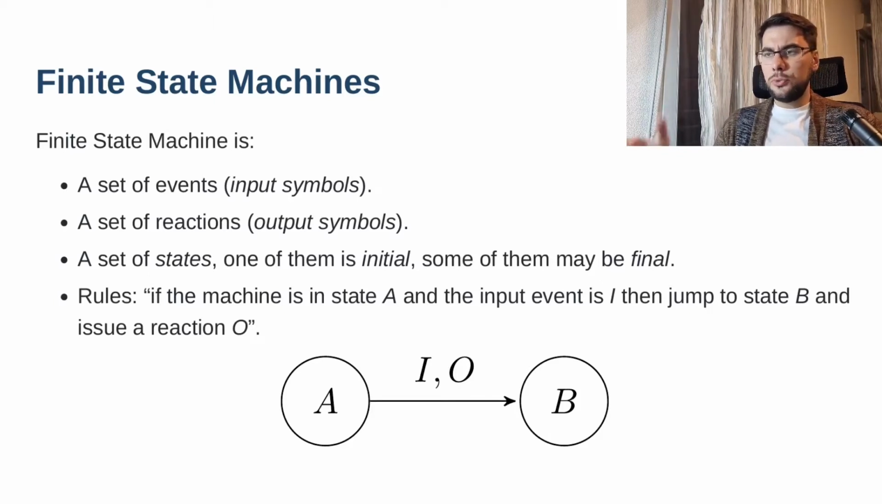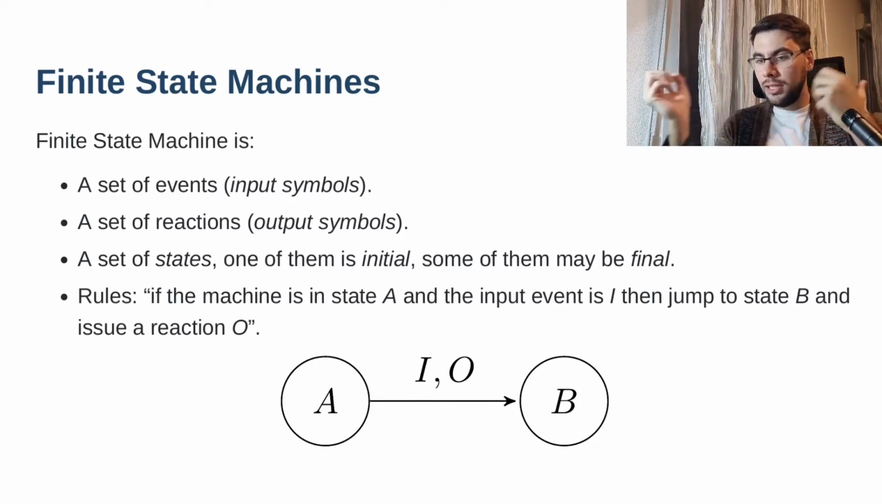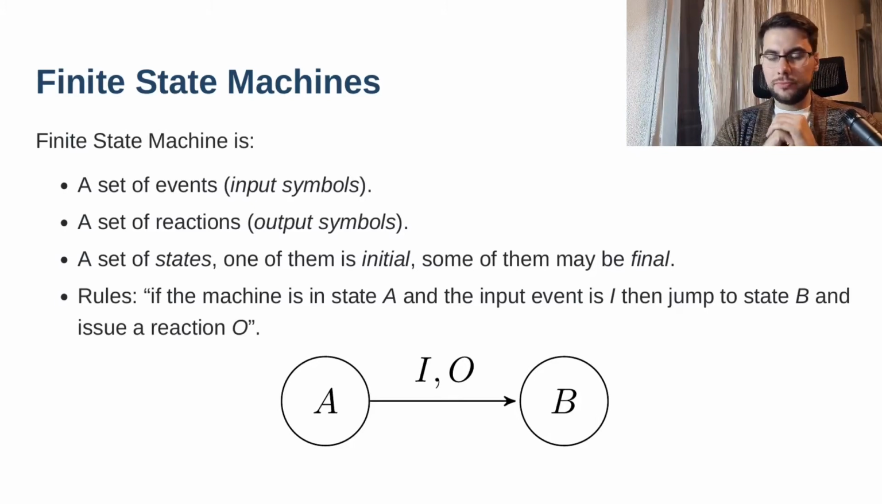On the diagrams, we denote states with circles. Like here you see states A and B, and they are connected with a rule. If the input event is I, then pass through from A to B and output the reaction O. So we annotate arrows with both the events to which the machine reacts by following this transition, and the explicit reaction O, if there is any reaction, of course. The initial state has an arrow into it annotated with the word start. The final states are outlined in double circles.